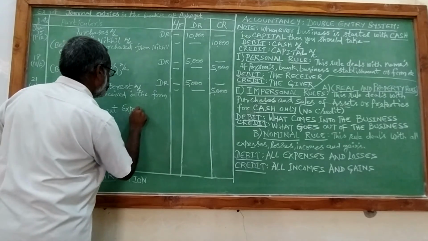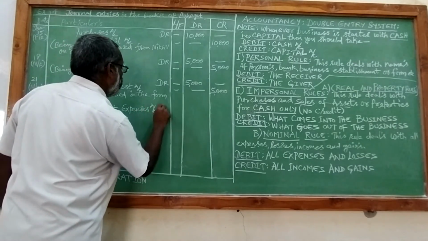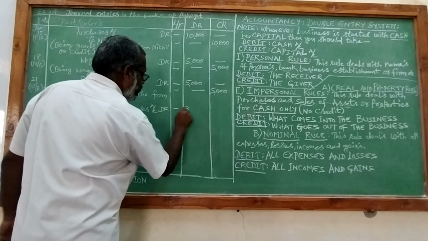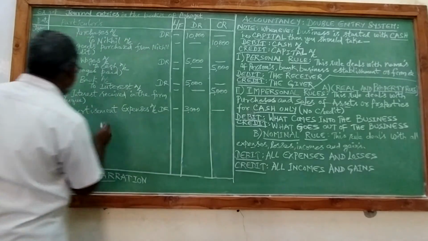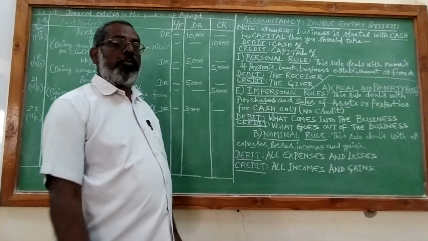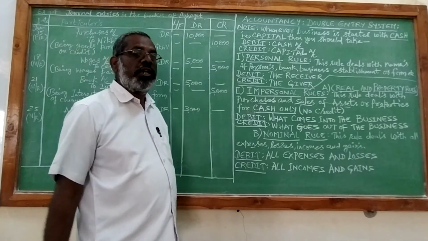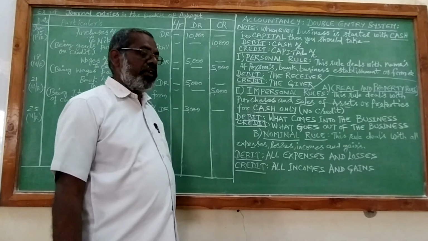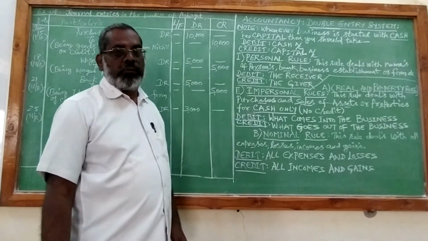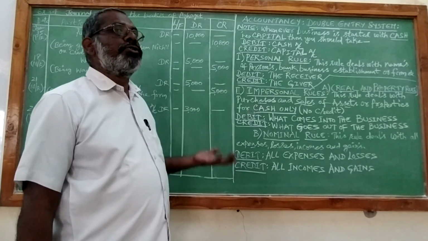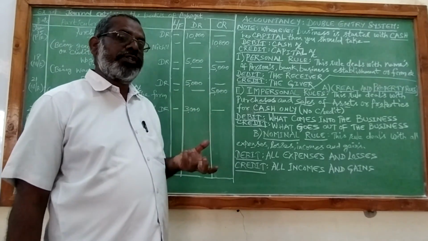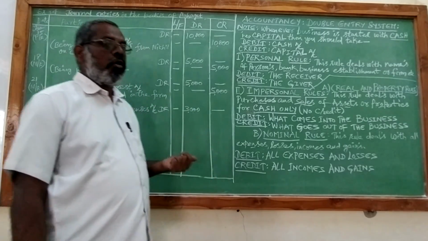Advertisement expenses account debit, 3,000. We will be paying advertisement expenses in the form of universal medium of exchange, that is money or cash. If he has mentioned any check or a draft, then you should credit bank account. But nothing he has mentioned in the question, so we will assume that the advertisement expenses are paid in the universal mode of payment, that is money or cash.